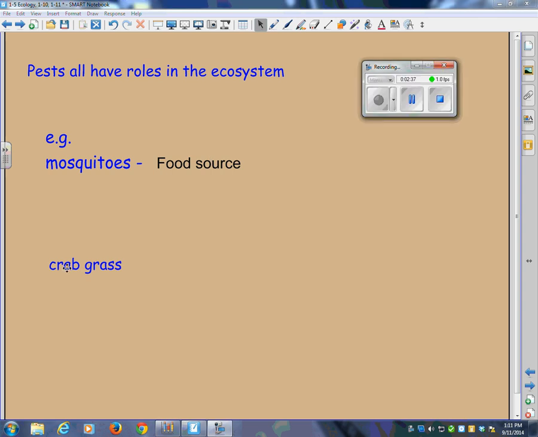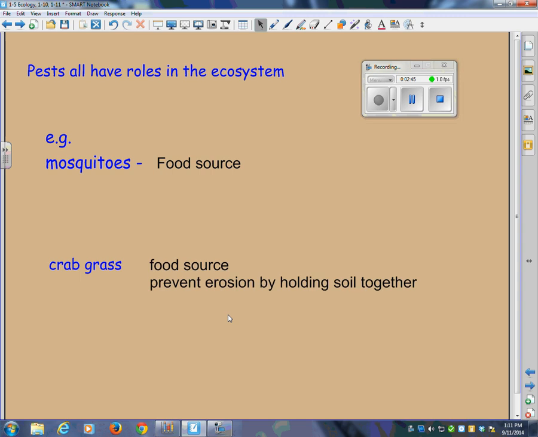Who has crabgrass on their lawn? Just Mr. Reeve and I, apparently. Crabgrass, that ugly-looking grass, right? It's also a food source, but it also prevents erosion by holding the soil together. Because it is a weed. You know that grass that grows really fast? Yeah, just about everybody at Dawson's got it.